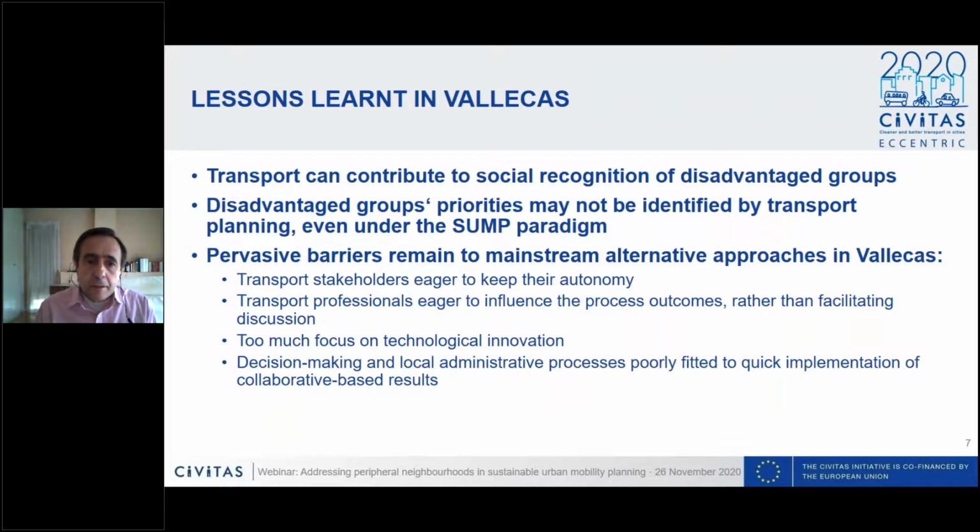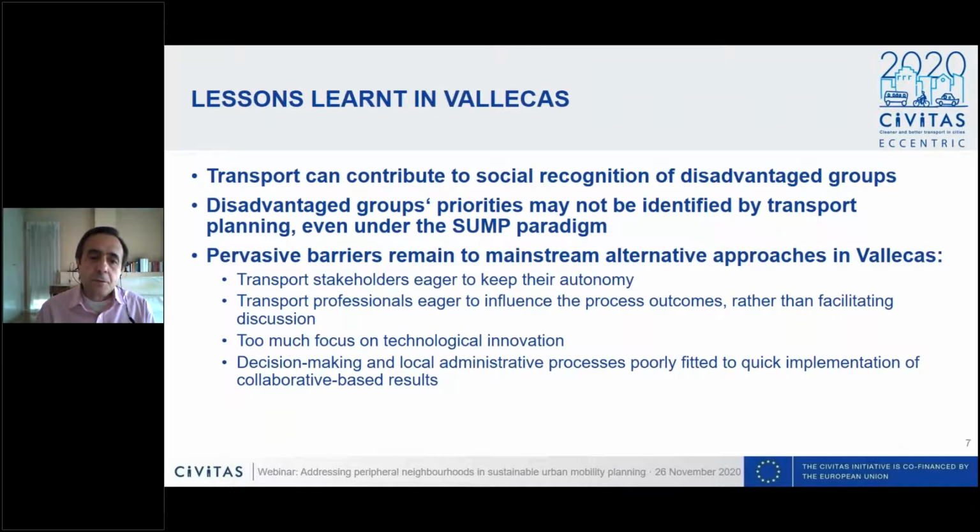So it is obvious that most transport stakeholders still prefer to keep their autonomy rather than interact with other people, and particularly to interact with other social or public policies such as public space design or education. In our case, it is also obvious that transport professionals prefer to influence the process outcomes rather than to facilitate the discussion.